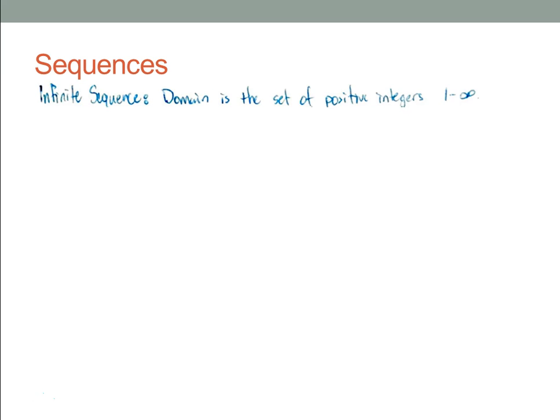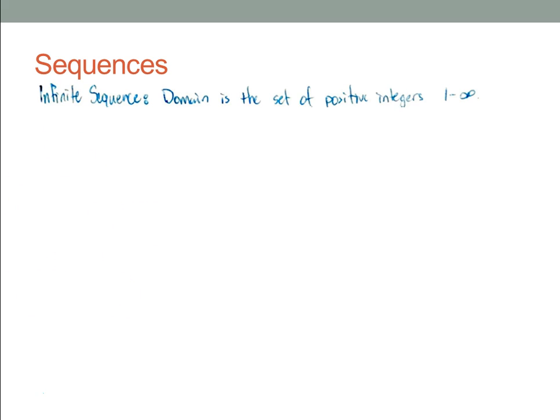Well, sequences usually are infinite, and they can be finite. So there are two different types of sequences. For an infinite sequence, the domain is the set of all positive integers. So it's just the regular counting numbers that you learned in kindergarten, 1, 2, 3, 4, 5, 6, and so on, all the way up through infinity.